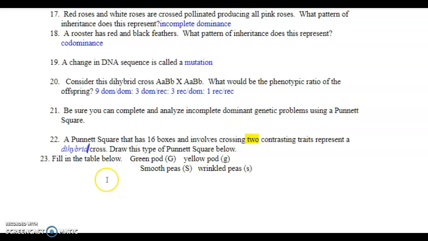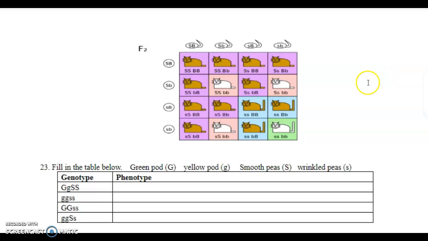Number 23 says to fill in the table. A dihybrid cross will look something like this. It'll have 16 boxes with alleles for each of the 2 traits over each of the boxes from each parent. So we'll end up with 4 letters in each box. That would be a dihybrid cross. In this case, we're looking at the traits of being a brown cat or a white cat, and with a short tail or a long tail. So that was a dihybrid cross there.